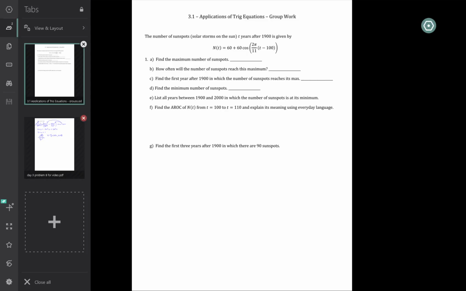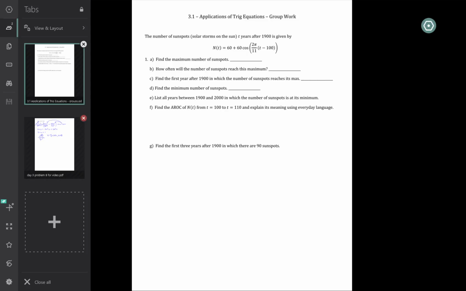Everyone, I'm posting an extra example for working through word problems. This is one that I will do in class as group work for face-to-face classes. So I have this function N of t, and it gives the number of sunspots t years after 1900.